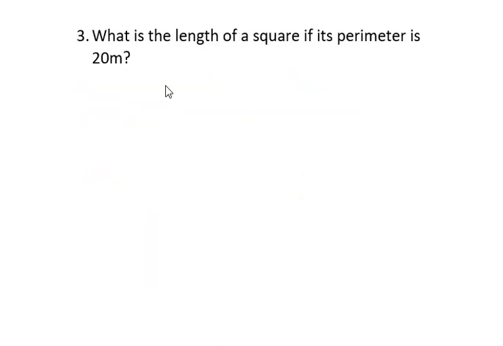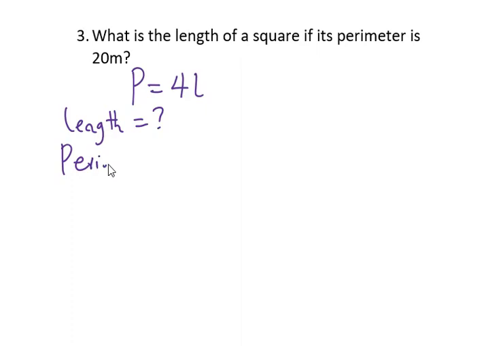Another question we have: what is the length of a square if its perimeter is 20 meters? So remember, the perimeter of a square, let me use P, is equal to 4L, right? And they ask what is the length. When they ask you what is, it means they don't know what that thing is. So let's say here, length, they don't know it, but the perimeter is equal to 20 meters.